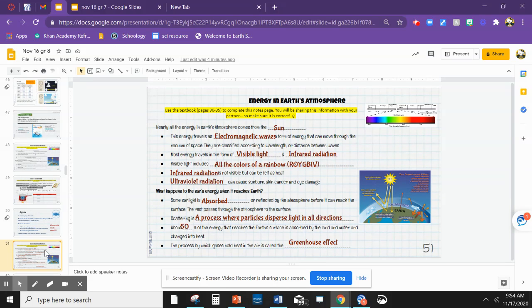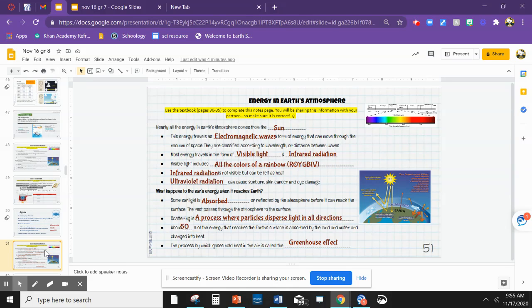Nearly all the energy in Earth's atmosphere comes from the sun. It travels as electromagnetic waves. It travels in the form of visible light and infrared. Visible light is all the colors of the rainbow, Roy G. Biv. Infrared radiation is not visible, but we can feel it as heat. UV radiation causes sunburn, skin cancer, and eye damage.